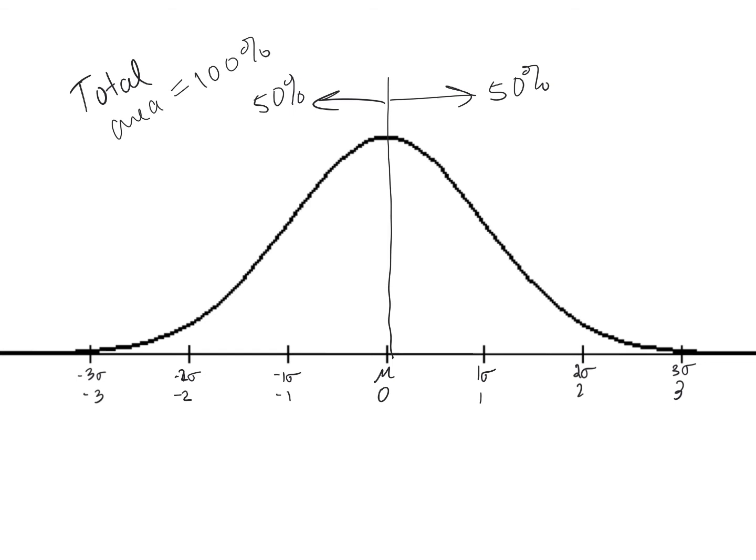So our empirical rule tells us that 68% of our values lie within 1 standard deviation of the mean. It tells us that 95%, I'm going to delete this line here. I don't like it. It's not going to let me.